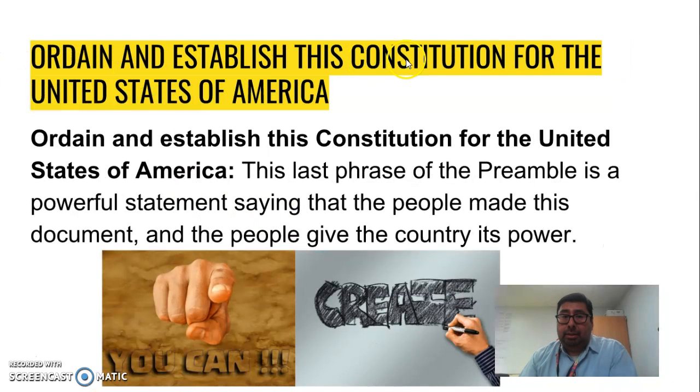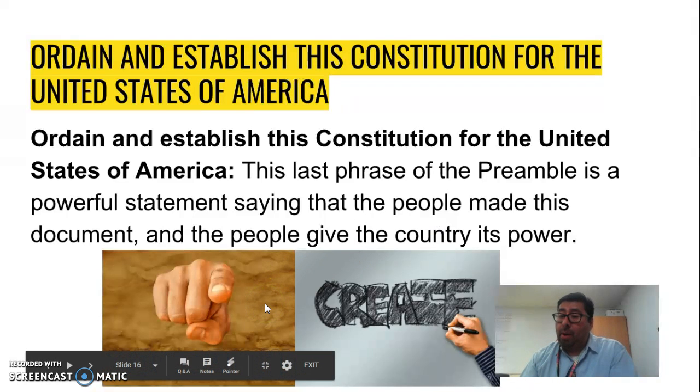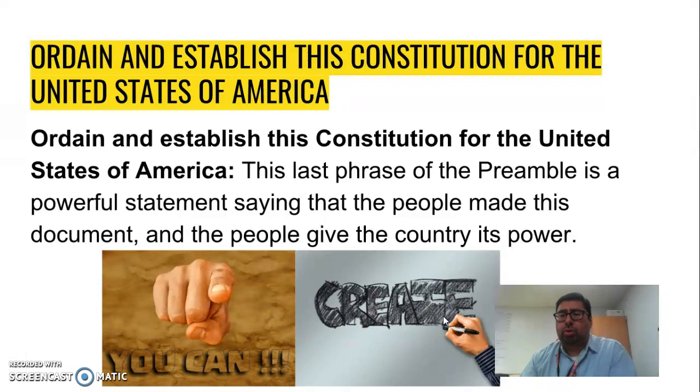Ordain and establish this Constitution for the United States of America. This is the last phrase of the preamble, and it's a powerful statement saying that the people made this document. We the people, remember how this starts, and the people give the country its power. Not just one person, everybody agrees. So you have the power. You empower the Constitution, and the people created the Constitution. We the people.